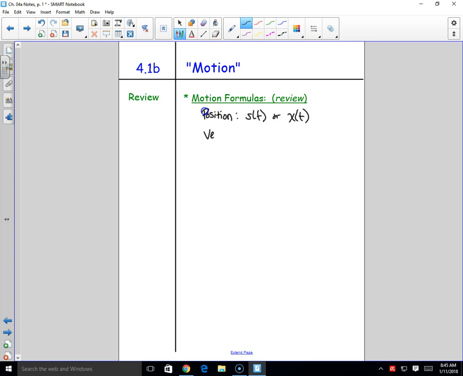Now, how do we get velocity from position? Derive. Yeah, good. V is equal to S prime, or X prime, right? How do we get acceleration from velocity? Derive again. So I could say acceleration is equal to V prime, which would be the same thing as, how would that relate to position? S double prime of T. Yeah, the rate of change of velocity is acceleration.